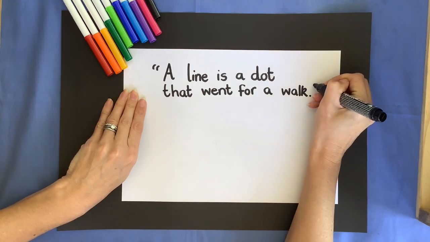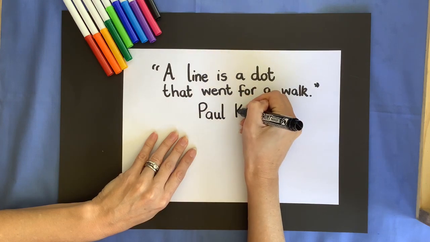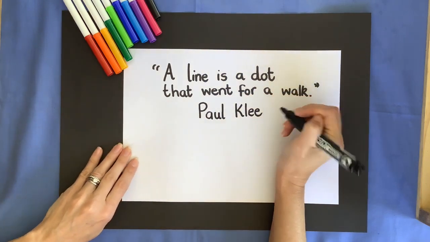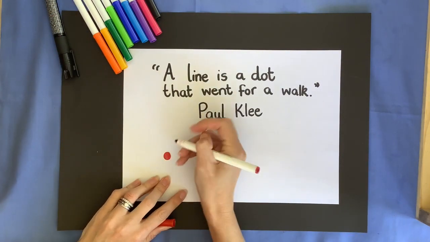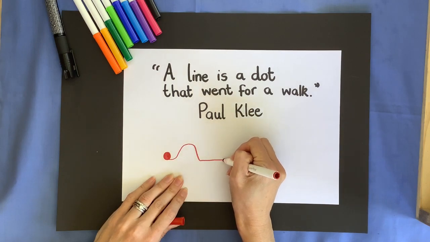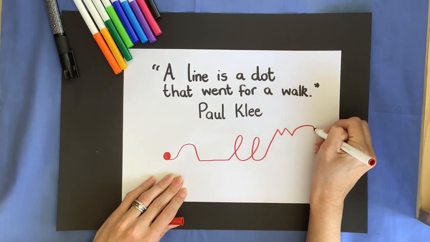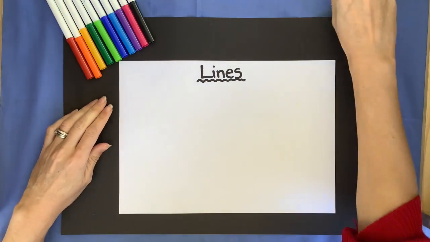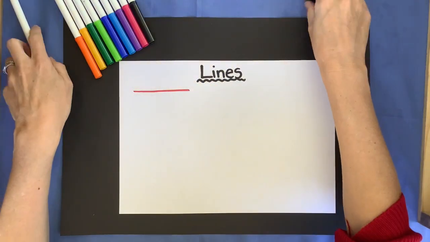A famous artist called Paul Klee once said that a line is a dot that went for a walk. We are going to take a dot for a walk today and see how many different lines we can make. In today's lesson, we are going to be exploring all the different types of lines that we get.